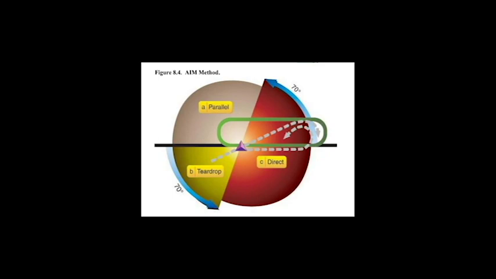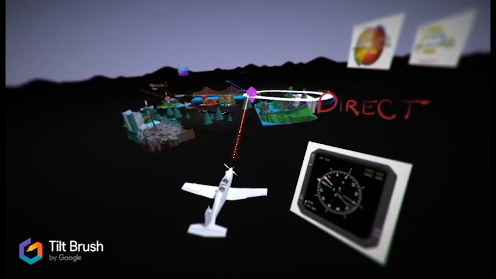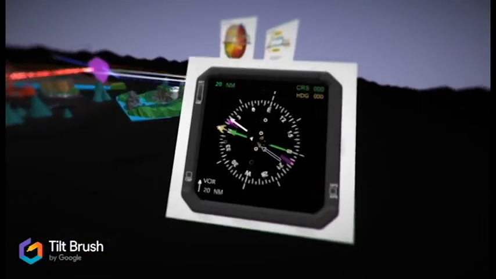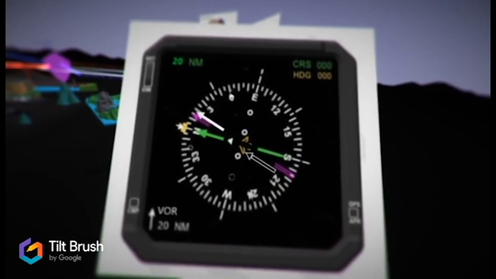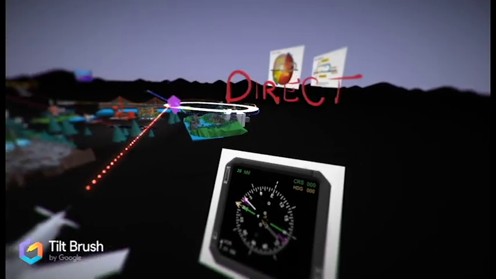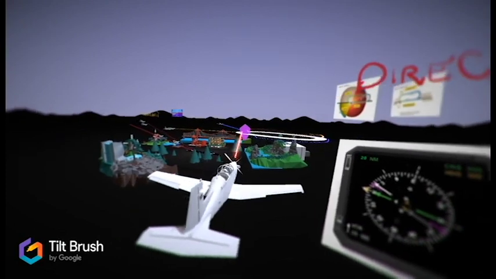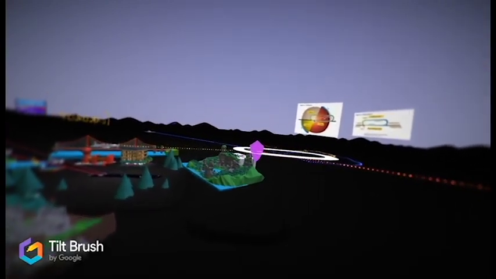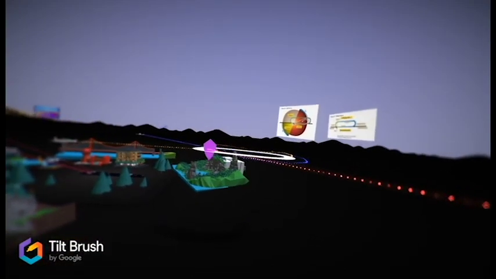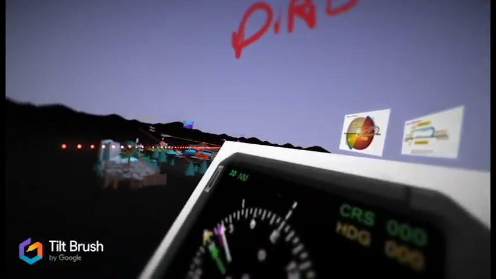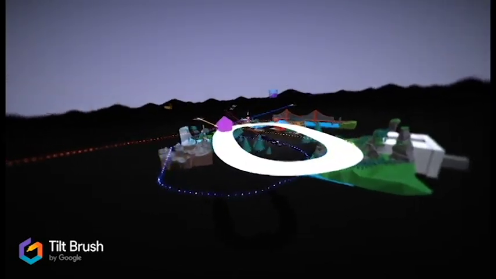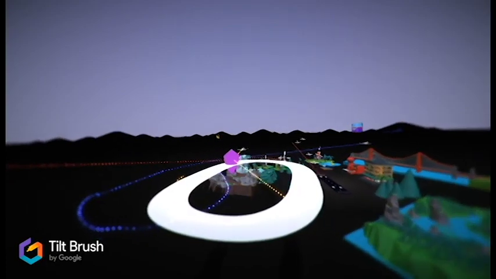The first one we'll talk about is the direct entry, or Sector C. If we look down at our HSI, we can see that the inbound course for the holding pattern is in the same general direction that we are headed. You are within the direct sector if you are up to 110 degrees to the outside of the inbound course, out to 70 degrees inside of the inbound course, which looks something like this.